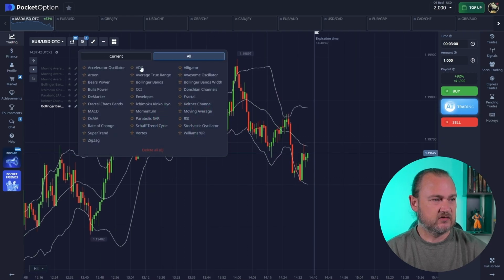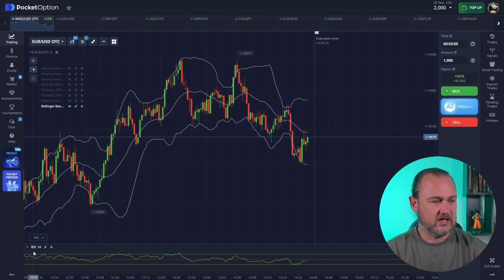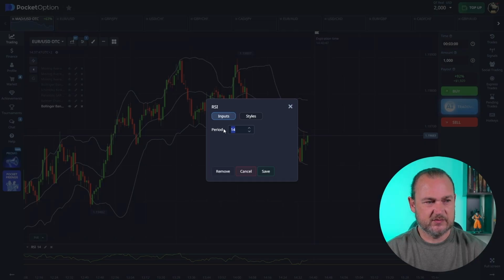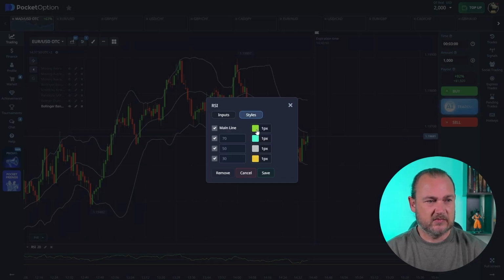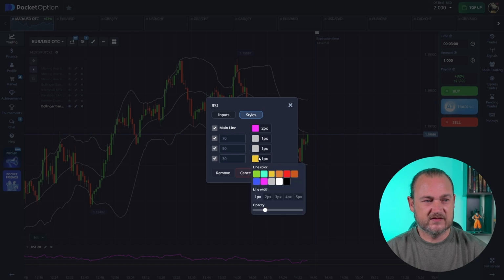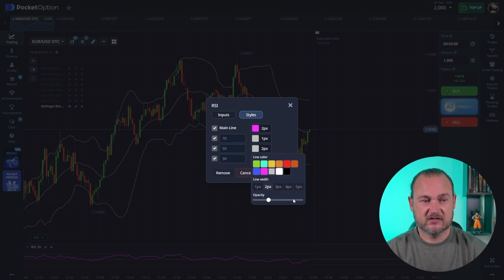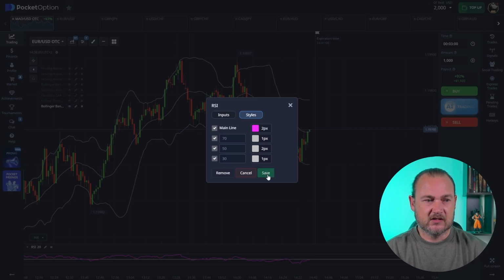Next up, we're going to add an RSI. And again, we're going to change some settings. We're going to make this period 20 as well. And again, I'm just changing the style. This is going to make it easier for me to see the movement of the RSI above the middle line.